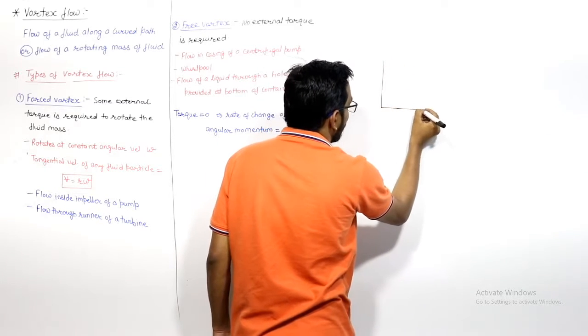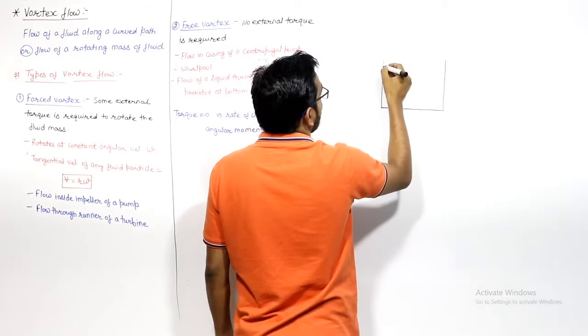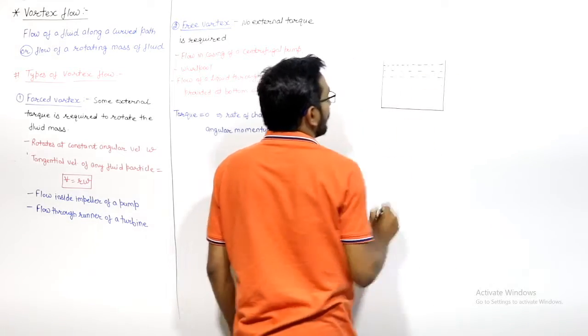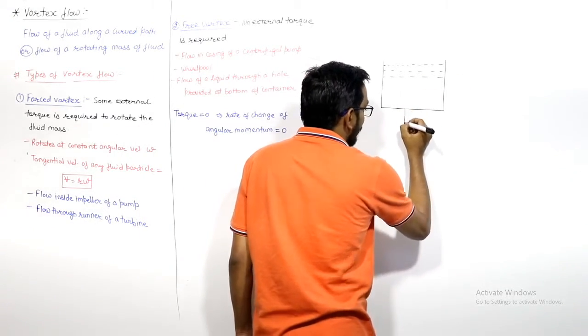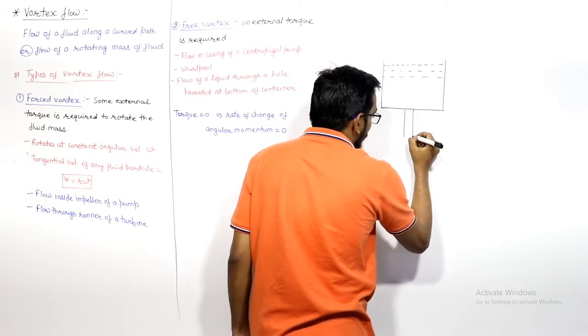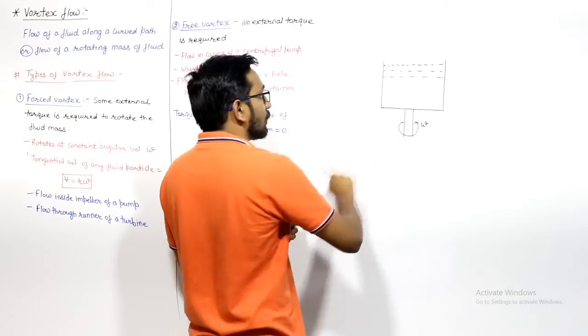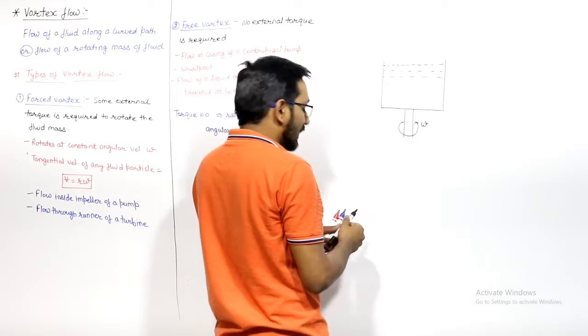Let us say you have this container which has some liquid in it. At present this container is at rest. So if you provide a torque, or you can say if you provide a rotation, this is a shaft, and if you provide an angular velocity to this tank, if you rotate this tank, then this fluid inside it will also rotate. That is known as forced vortex.